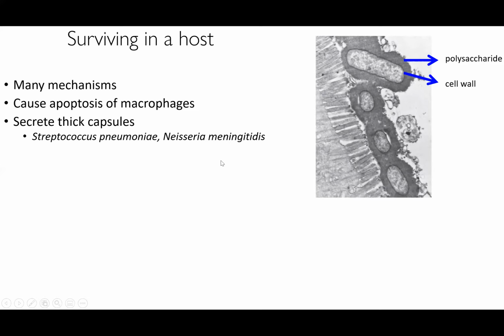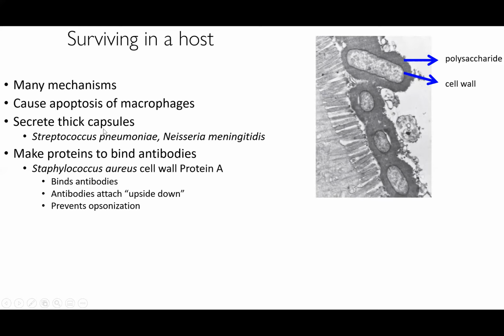What they do is secrete these thick capsules that prevent drying out. It also prevents phagocytes from attacking. It also prevents the penetration of antibiotics. They also will make proteins that bind to antibodies. For instance, Staph aureus has a protein A in its cell wall. What it does is bind to antibodies inside the host, hiding it from phagocytes. It's interesting because it binds them upside down, which prevents your own immune system from recognizing Staph aureus. So if you didn't think Staph aureus was already a jerk because of how infectious it is and because of its antibiotic resistance, this is another way that it is kind of a jerk.